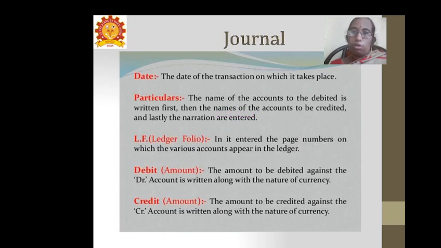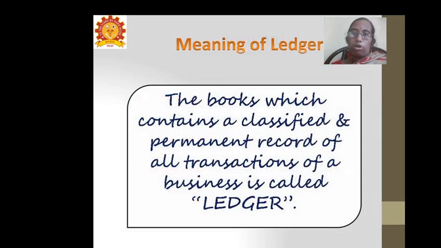So the first column is the date, the second is the particulars, the name of the account, in which the account to be debited is written first, and then the account to be credited is recorded second, and the ledger folio, which gives the page number of the ledger. The next column, debit, is where the debit amount is recorded, and then the credit amount.